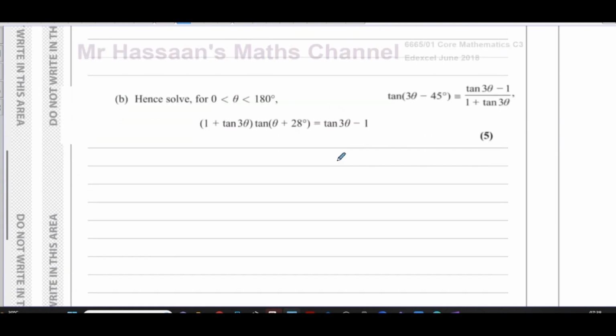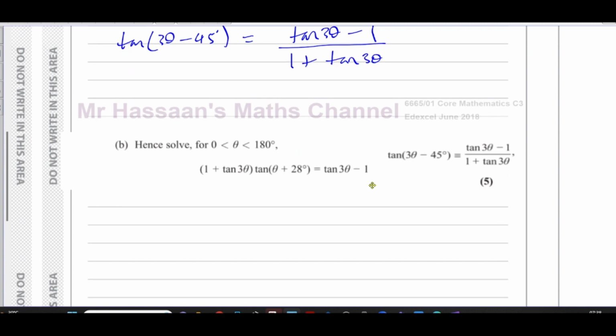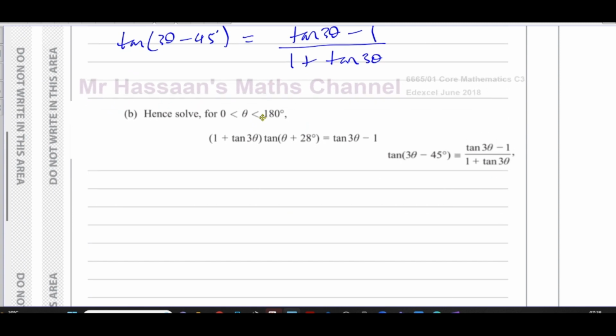And then it says part B, hence solve for theta between 0 and 180, this equation here. So what I'm going to do is I can see that here I've got tan 3 theta minus 1 over 1 plus tan 3 theta, which becomes this. And here you have 1 plus tan 3 theta times tan theta plus 28 equals this. So what I'm going to do is make them look the same.